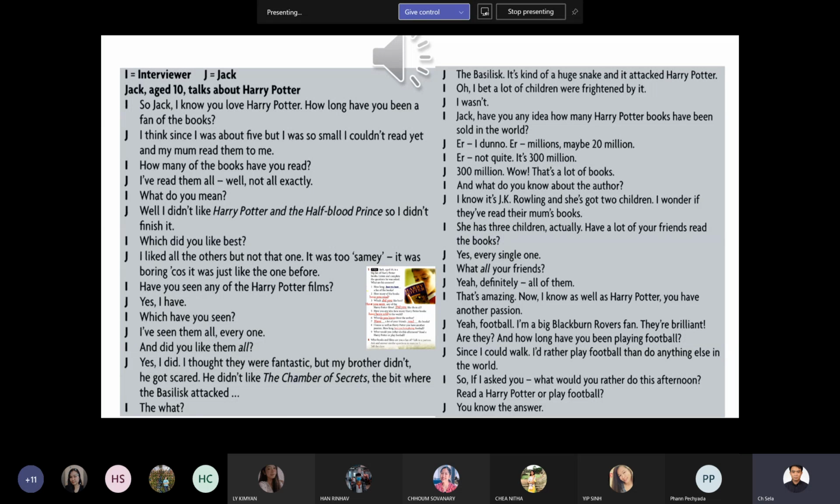I'm a big Blackburn Rovers fan. They're brilliant. Are they? And how long have you been playing football? Since I could walk, I'd rather play football than do anything else in the world. So if I asked you, what would you rather do this afternoon? Read a Harry Potter or play football? You know the answer.